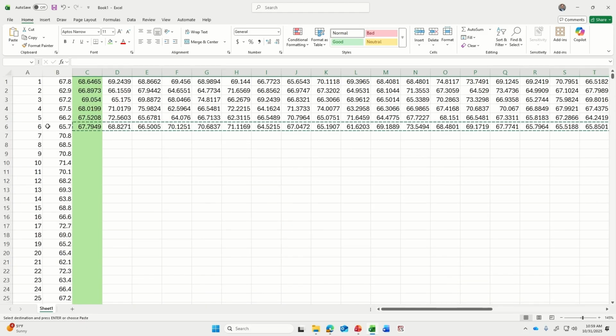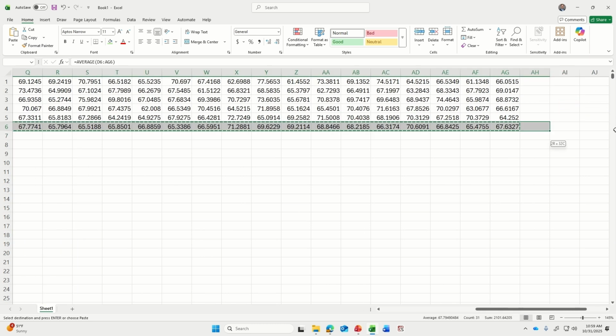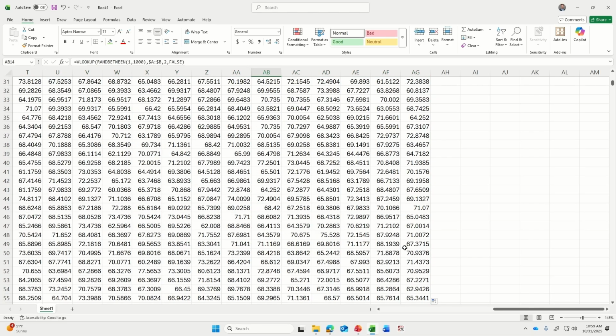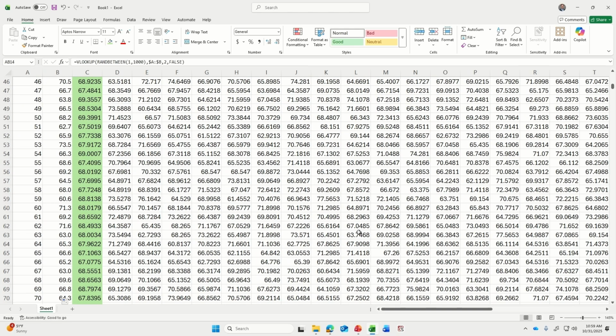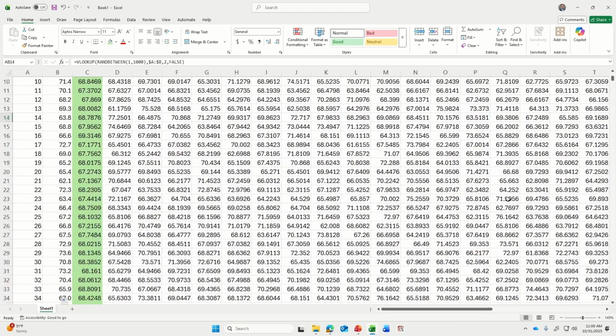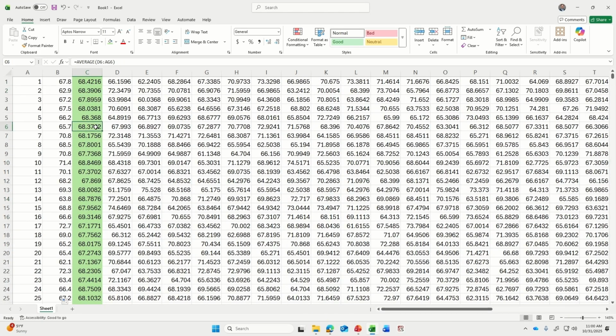Maybe the easiest way is I select it and I'm going to double click on the bottom right corner here. There we go. That does it. So now there's 1,000 rows in this spreadsheet that are filled up with samples of 30 students, and I put the sample means in column C.